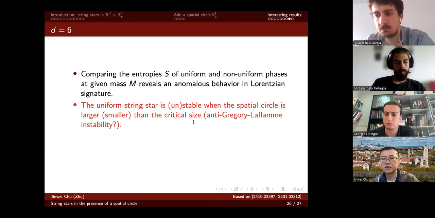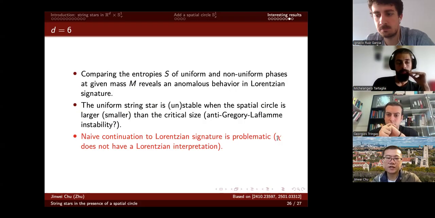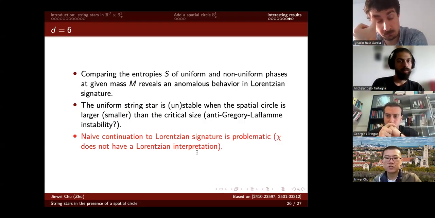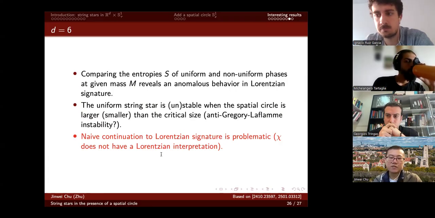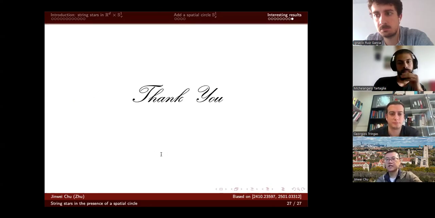For the Gregory-Laflamme instability, if we trust classical dynamics, we would expect that when the spatial circle is large, the KK modes are more likely to develop instability. But here, it seems that the situation is the opposite. Well, maybe we just cannot naively continue the results to Lorentzian signature, because the winding string tachyon does not have a Lorentzian interpretation. In Lorentzian signature, time is not compactified, right? So there's no analog of the tachyon wound around the time circle. Well, that is all I wanted to talk about. Thanks for listening.